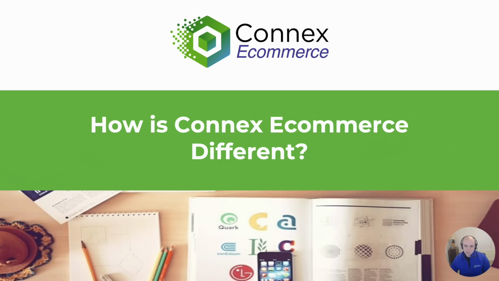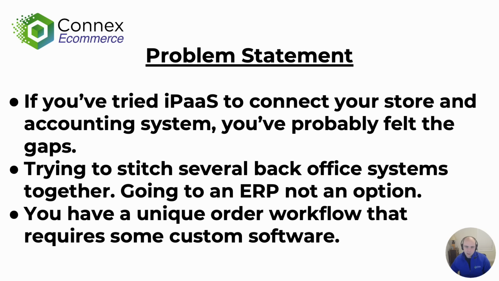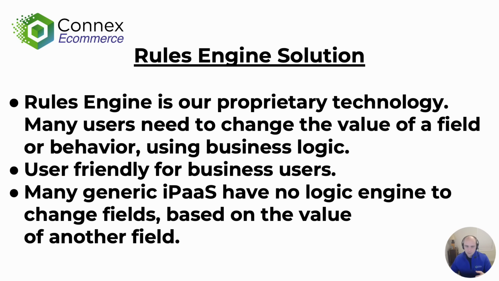So how is our product different than a generic iPaaS? Many companies are trying to stitch together several back office systems, and they tried an iPaaS, but they lack integrations, they lack a touch point like updating orders, and often customers have a unique order workflow that requires some sort of custom software. The Connex e-commerce rules engine is a solution.